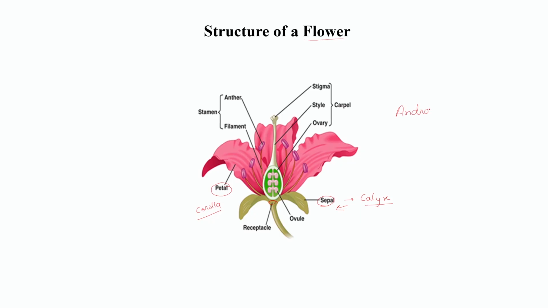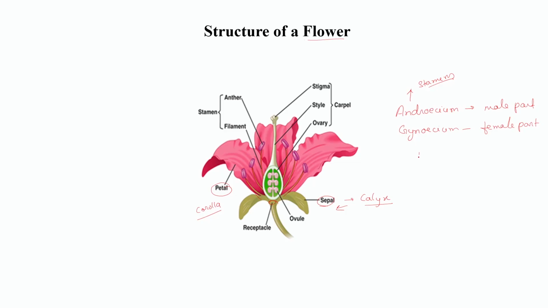You have the androecium, which is the male part, and the gynoecium, which is the female part. Coming to the androecium, it is made up of stamens. A group of stamens is known as the androecium, and the number of stamens can vary. These are all stamens, the third whorl.